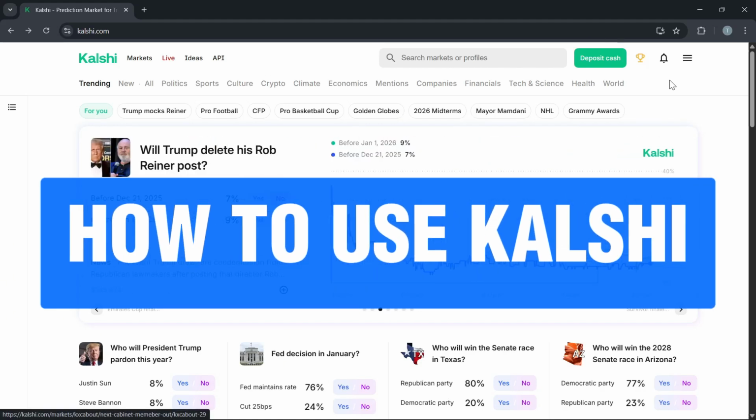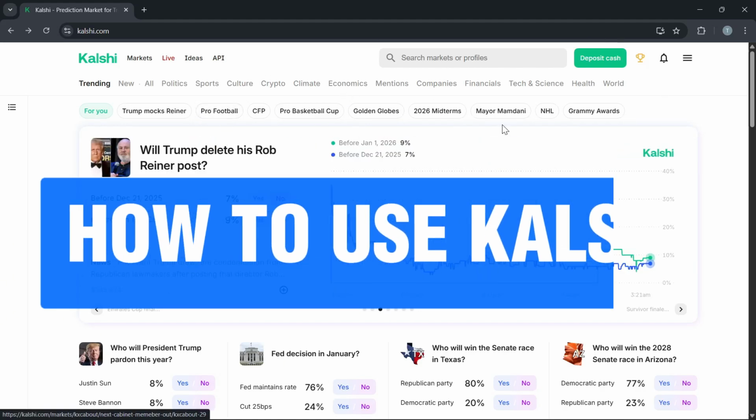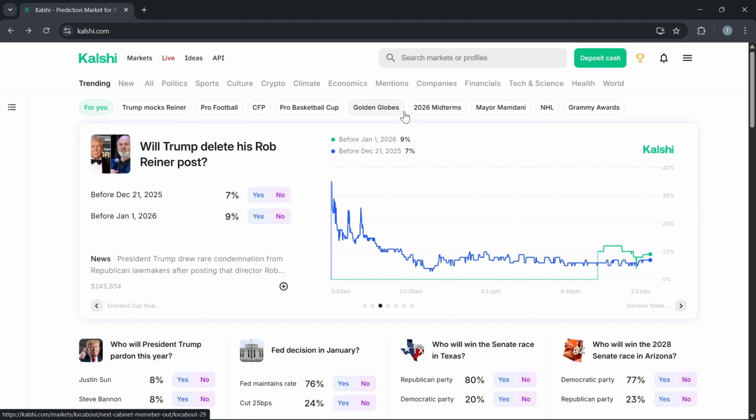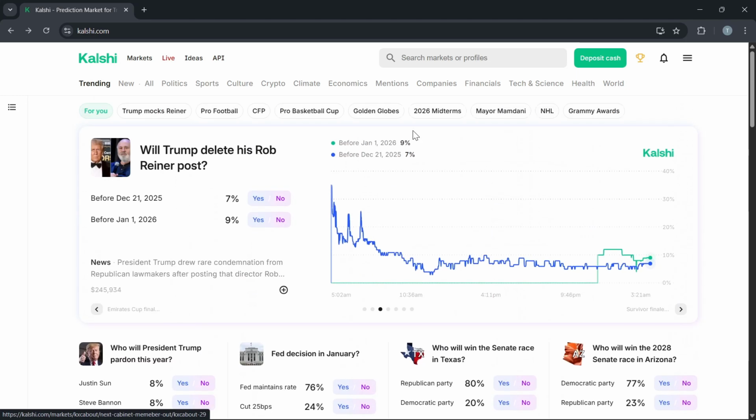I used Kalshi, and I am here to teach you how to use it. Kalshi lets you trade on real-world events like elections, inflation, and sports outcomes.